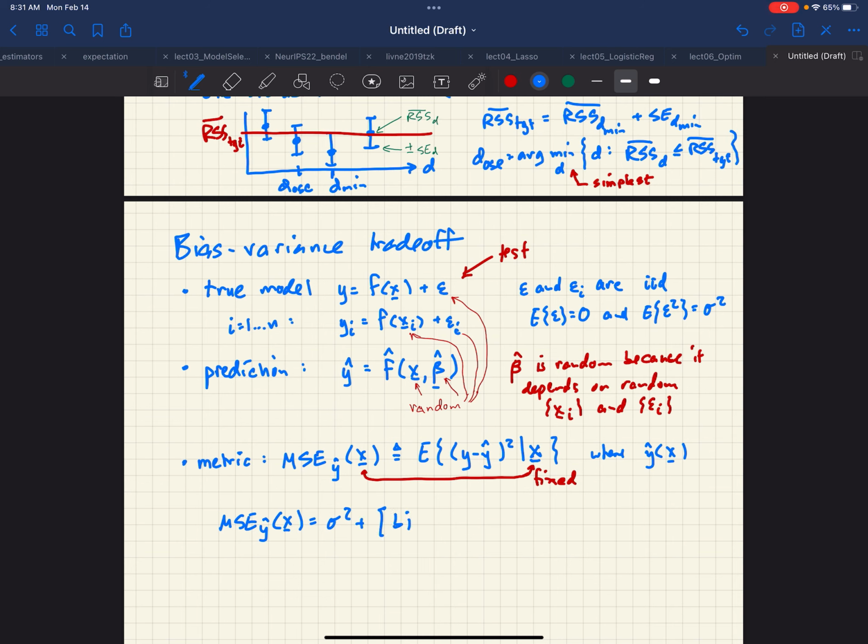So the bias measures whether our predictions agree with the truth on average for a fixed x, whereas the variance doesn't look at the truth at all. It just looks at the average squared difference between our predictions and their average value, again for a fixed value of x.